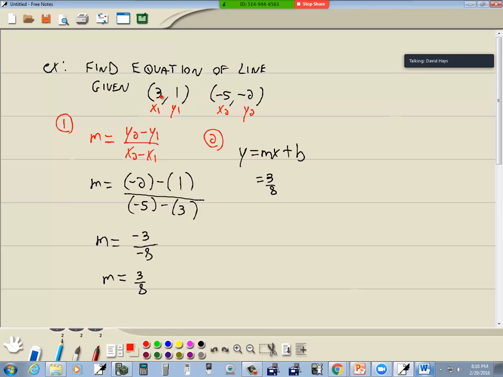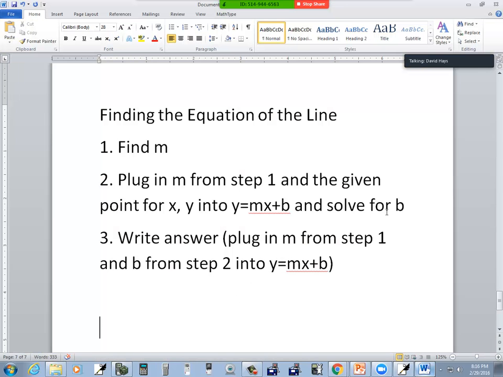Well, the (3, 1) doesn't seem to have as many negatives. So I'm going to plug this 3 in for this x, and I'll plug 1 in for the y. So we'll plug 1 in for y, and we'll plug 3 in for x plus b. And then we want to solve for b.